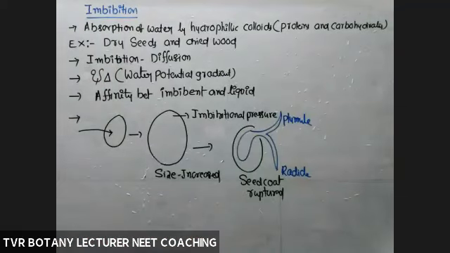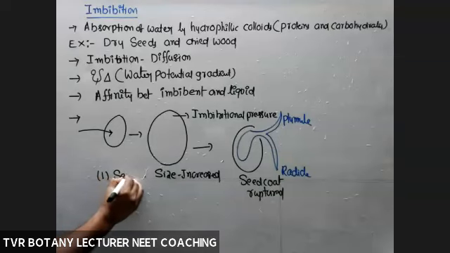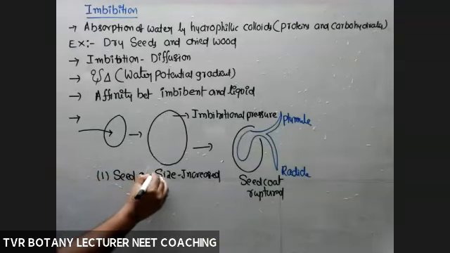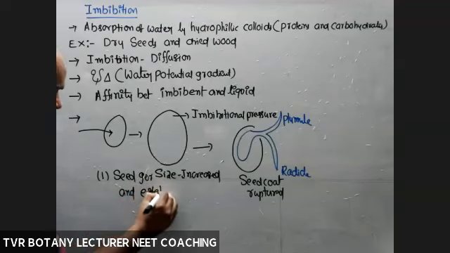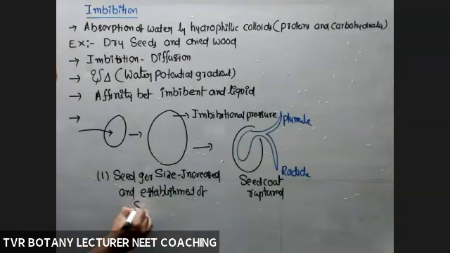So for the germination of seed and establishment of seedling, imbibition is very, very important. It plays an important role in the germination of the seed and a successful establishment of a seedling in the soil. So that is the importance of imbibition in this case. It plays an important role in seed germination and establishment of a seedling.